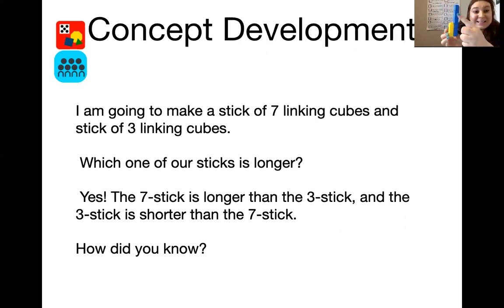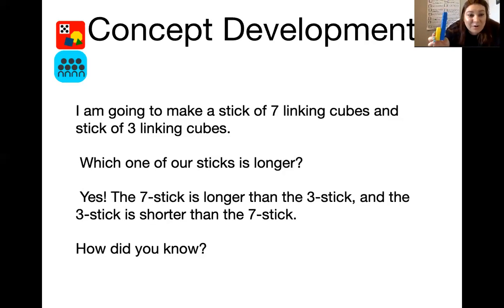Repeat that sentence. The 7 stick is longer than the 3 stick. Which stick is shorter? You're right. The 3 stick is shorter than the 7 stick. Go ahead and say that sentence. The 3 stick is shorter than the 7 stick.